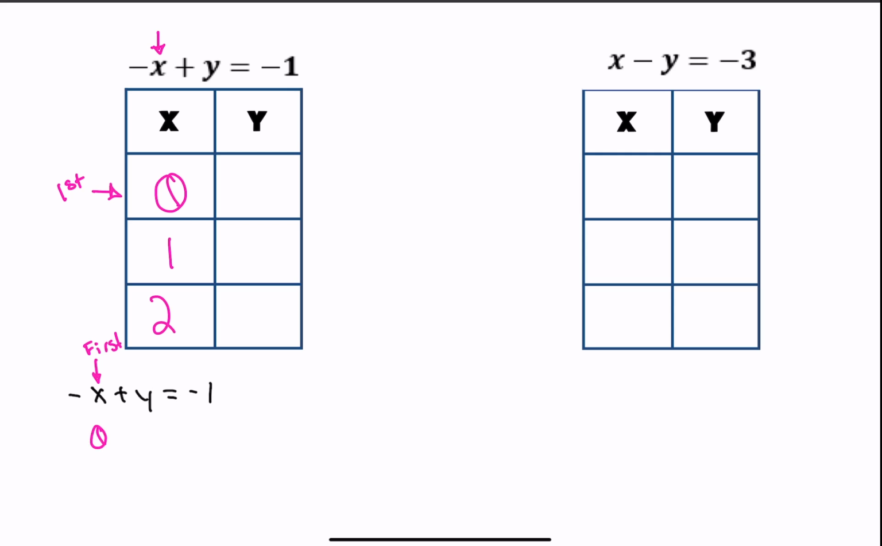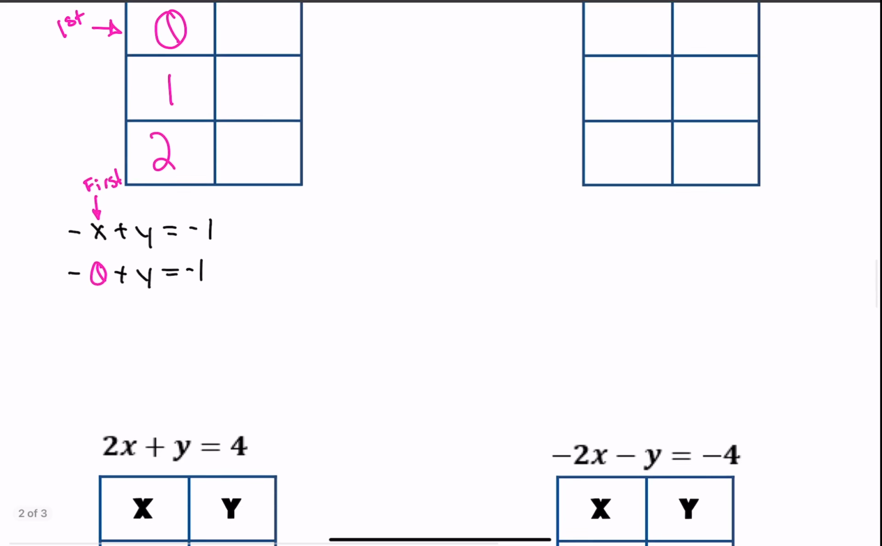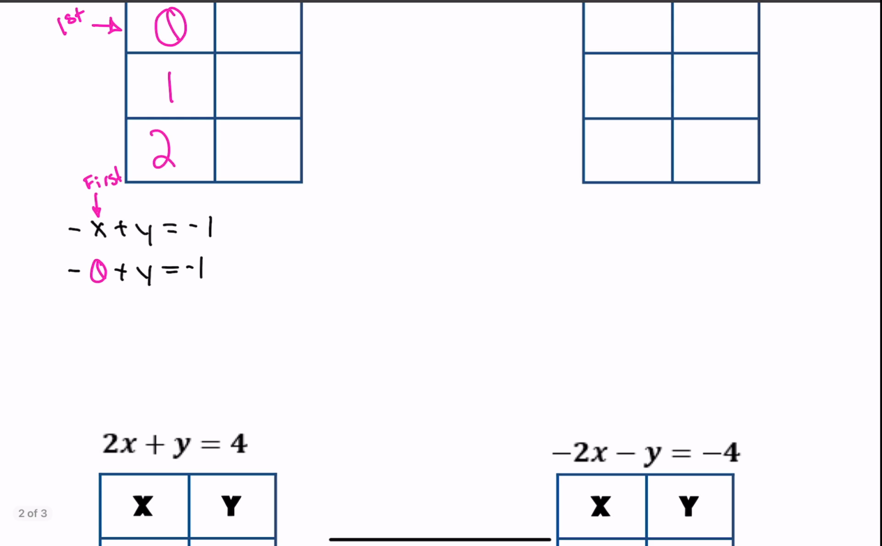That minus sign did not go away. The only thing we changed was the x. Now, we don't have to write minus 0. That's not a thing we do. So really, we're just left with y equals negative 1. So there we go. When x is 0, y is negative 1. Let's do the second one. So now we have negative x plus y equals negative 1. We're going to replace this with the second number. So I'm going to replace this with 1. But nothing else changed. That negative was still there, plus y equals negative 1.